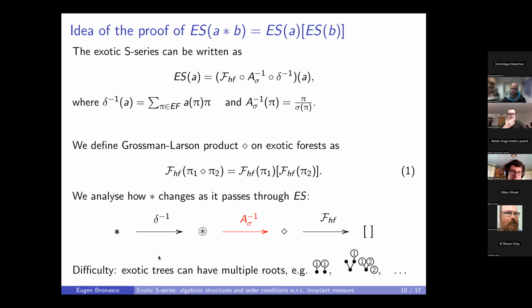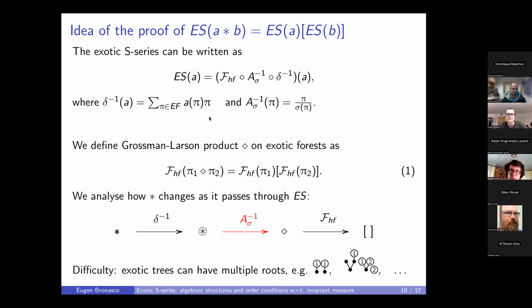Now let us sketch an idea of the proof. Exotic S-series can be viewed as certain maps which take functionals over exotic forests and return formal sums of differential operators. And this map, which is denoted by ES, can be written as a composition of three very simple maps. Here we have delta minus 1, A sigma minus 1, and F subscript HF. So delta minus 1 takes a functional A and returns a formal sum over exotic forests where the coefficients are given by A. A sigma minus 1 takes an exotic forest and divides it by its symmetry. And then F subscript HF takes an exotic forest and returns the differential operator corresponding to it.